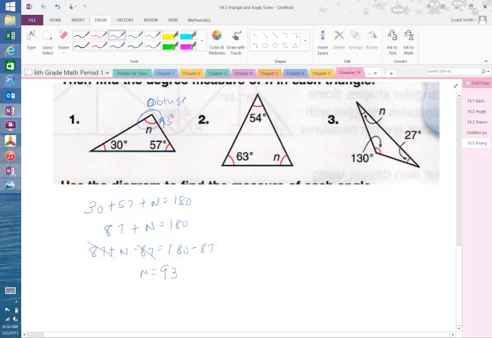So, that tells me none of the angles are the same. So, this one is a scalene obtuse triangle. And the n is equal to 93 degrees. So that's your answer for number 1.